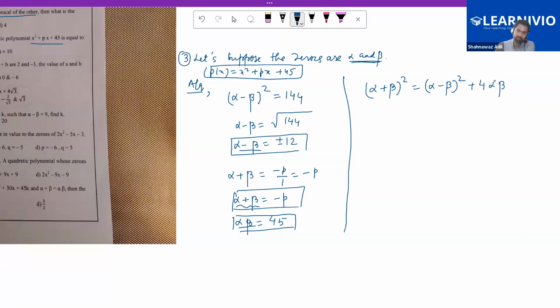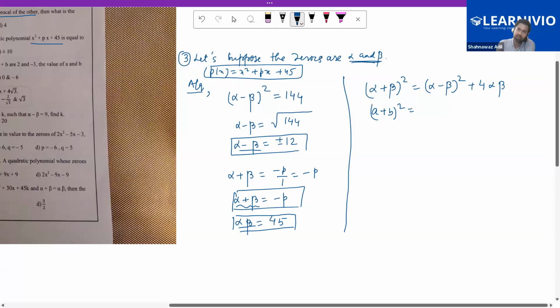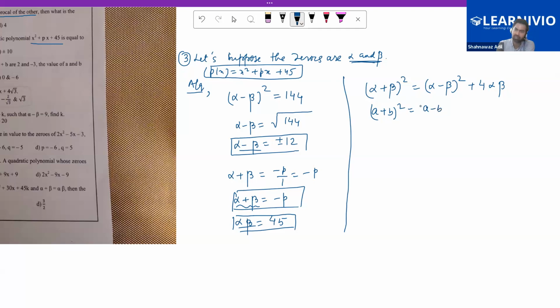Sir, I have written it like alpha minus beta whole square is equal to alpha plus beta whole square minus 4 into alpha into beta. Yeah, so you take this thing to the other side, so that would be minus 4, right? So both are correct. But in this, alpha and beta are multiplying. Okay, so alpha plus beta we want to calculate, right?